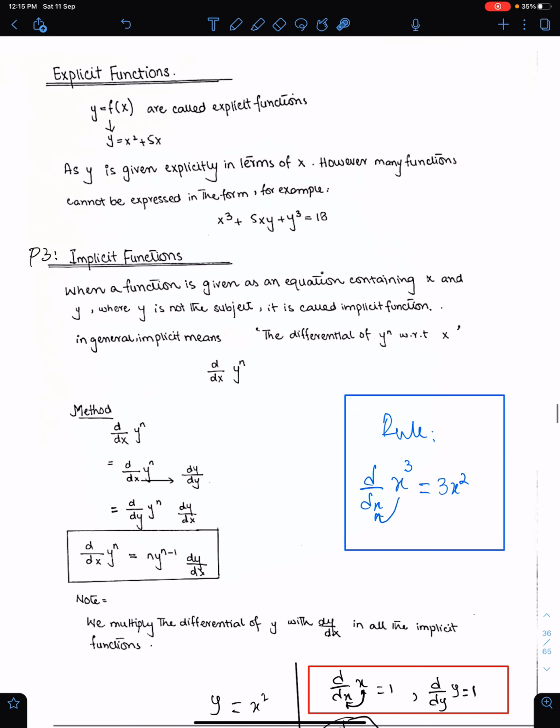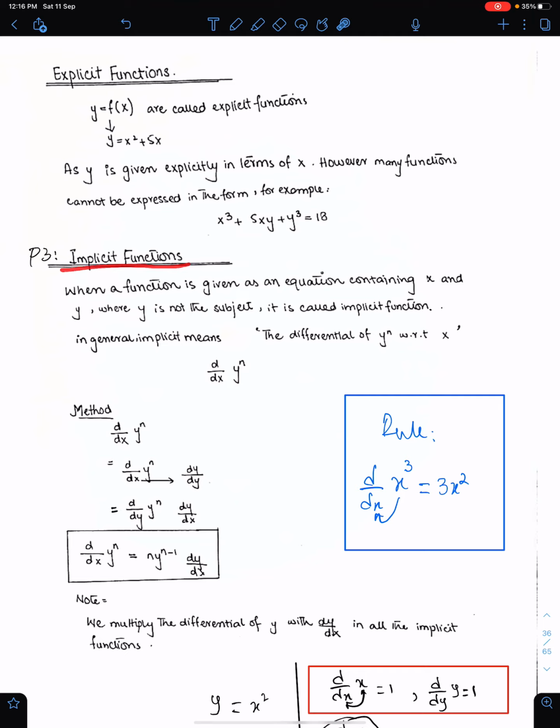Explicit functions. y is equal to f of x are called explicit functions. For example, y is equal to x square plus 5x, because in this equation y is given explicitly in terms of x. However, many functions cannot be expressed in this form. For example, this one. You cannot make y subject from this equation. This function is known as implicit function.